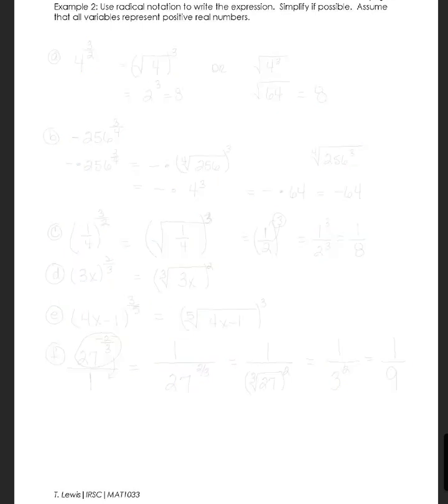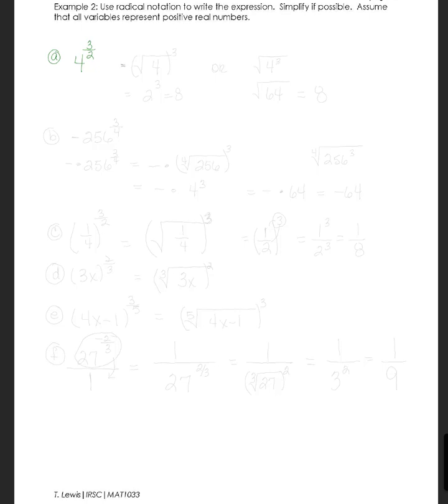All right, so we have here, it says use radical notation to write the expression. Simplify if possible. Assume that all variables represent positive numbers. Okay? So, our first example, we have here 4 to the 3/2 power. How would we write 4 to the 3/2 as a radical?